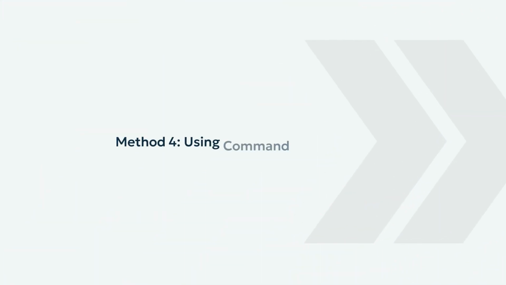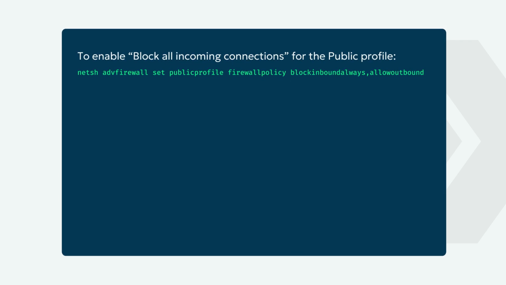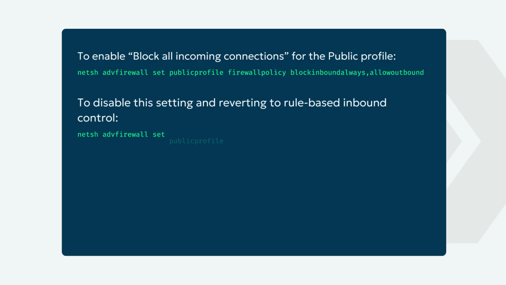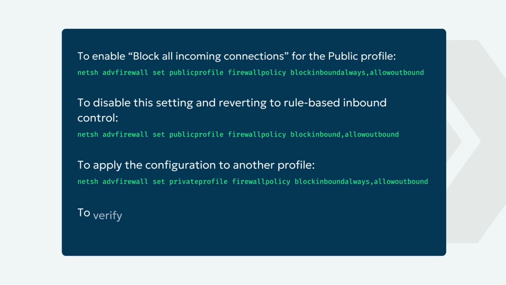Method 4. Using Command Prompt. If PowerShell isn't available, or you're working in a restricted or legacy environment, you can use the netsh command line utility. Use this to enable block all incoming connections for the public profile. Here's the script for disabling this setting and reverting to rule-based inbound control. To apply the configuration to another profile, such as private, use. Finally, you can run Get-NetFirewallProfile or open Event Viewer to verify the applied changes.